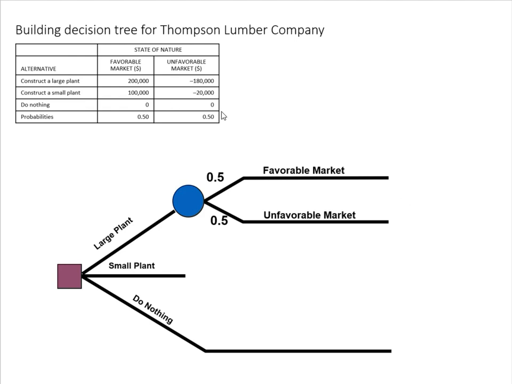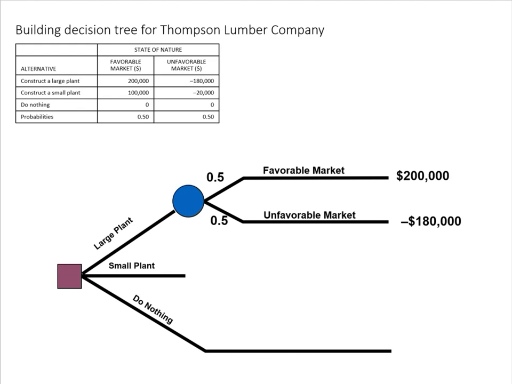For the table over here, we know that if the company built a large plant and the market turns out to be favorable, which is here, we know the payoff is $200,000. So I'm going to mark $200,000 over here to represent this is a payoff if the company built a large plant and the market turns out to be favorable. Likewise, if it built a large plant and the market is unfavorable, from this table, I know the payoff is negative $180,000. So I'm going to put that number over here.